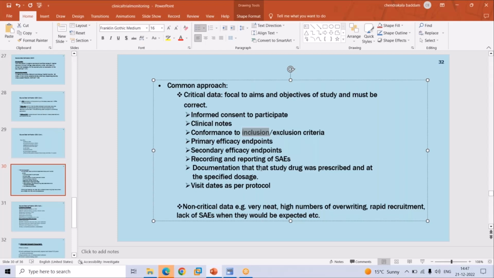This is critical data, what we discussed. Non-critical data: very neat entries, high numbers of overwriting, rapid recruitment, lack of assays when they would be expected.